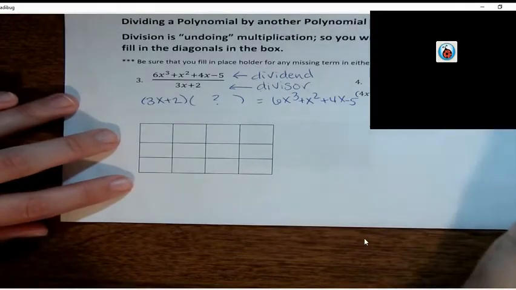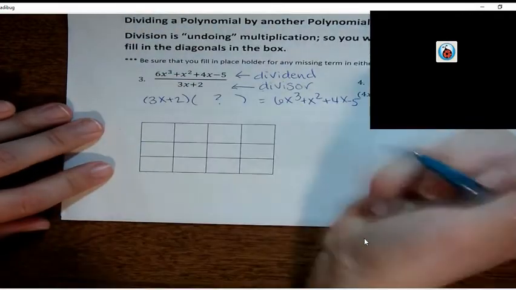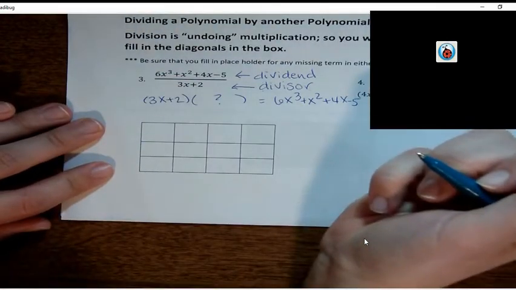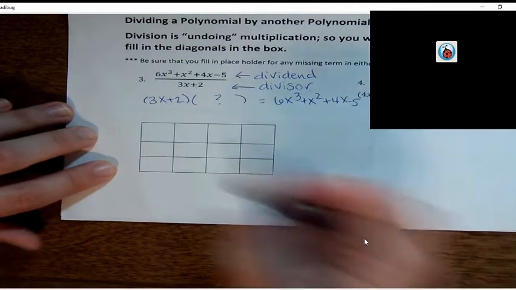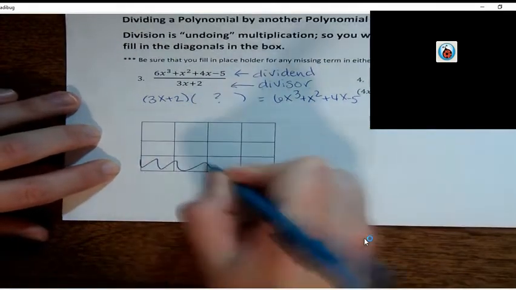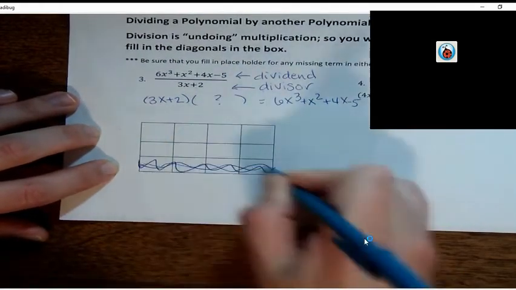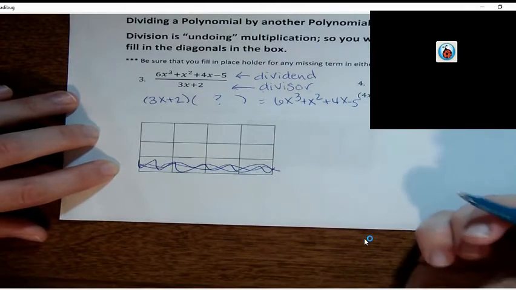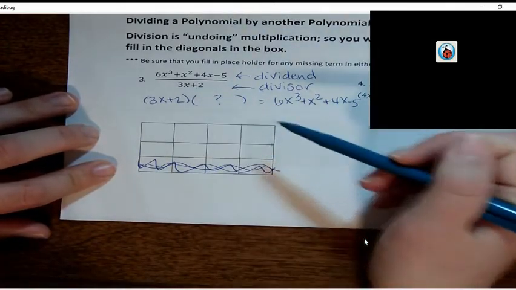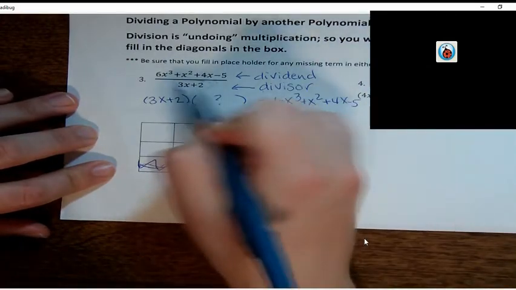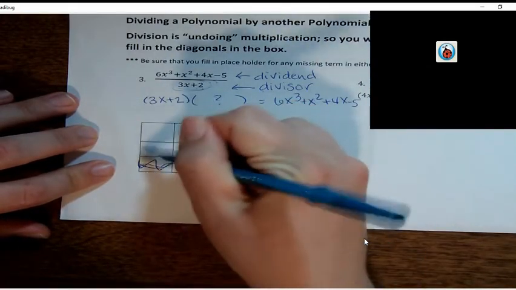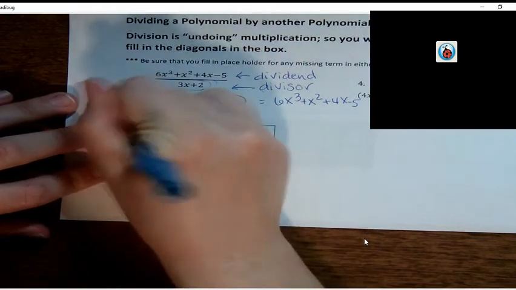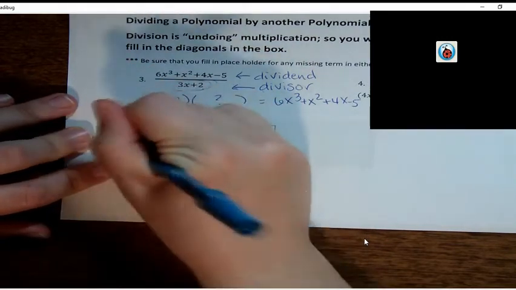So what we're going to do is fill in, you know what, guys, we don't need this bottom row here. Sorry about that. I meant to remove it. We're just using the top two. So I'm going to take my 3x squared, and I want it to go on the side that has 2 terms. So I'm going to have 3x squared and 2.